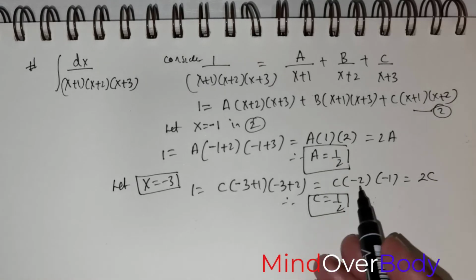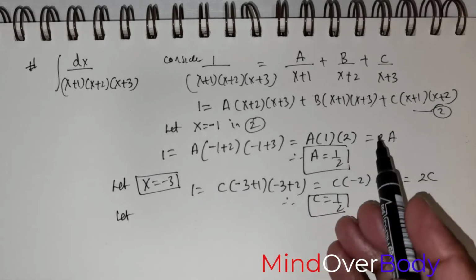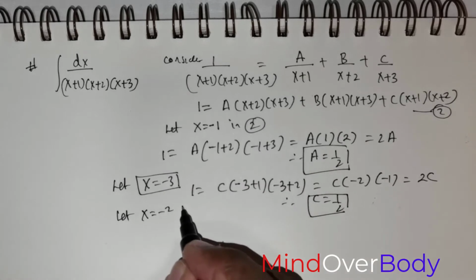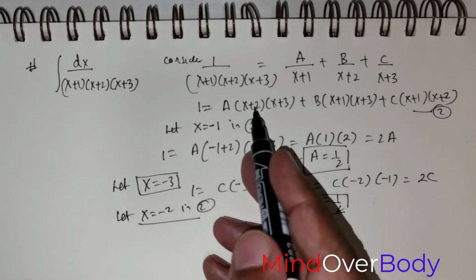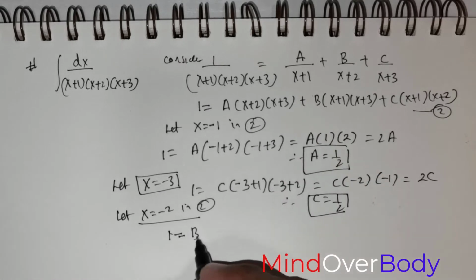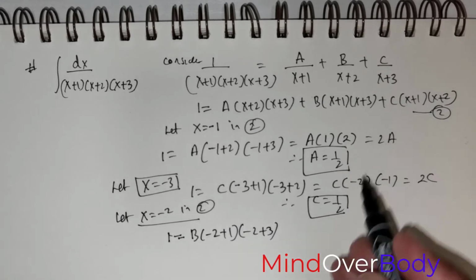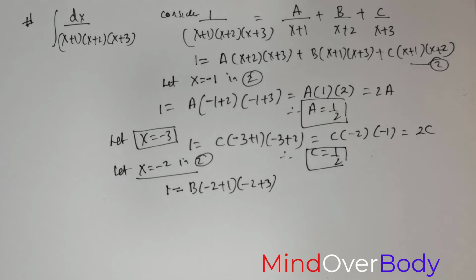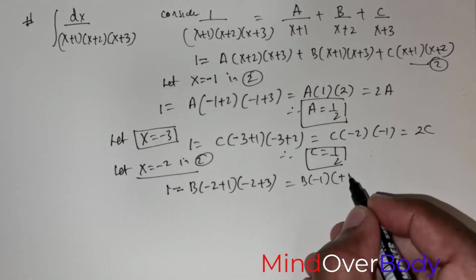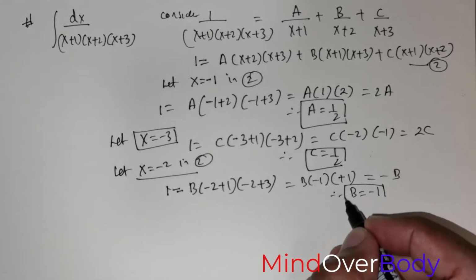So we have got this value for c, and now let me just get rid of this term. For that, let x be equal to negative 2 in 2. So this term will vanish, so I would get 1 is equal to b of negative 2 positive 1 times negative 2 positive 3. This term is going to vanish. So this is equal to b of negative 1 times positive 1, which is nothing but negative b. Therefore the value of b is negative 1.